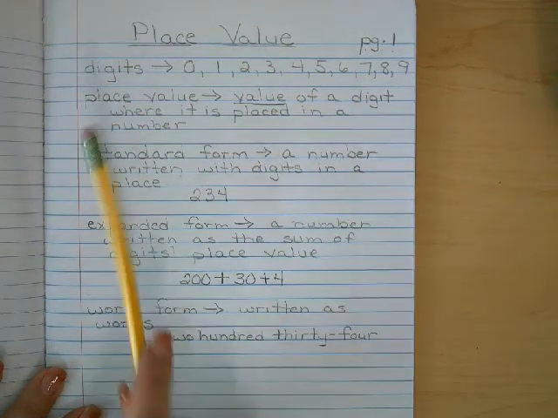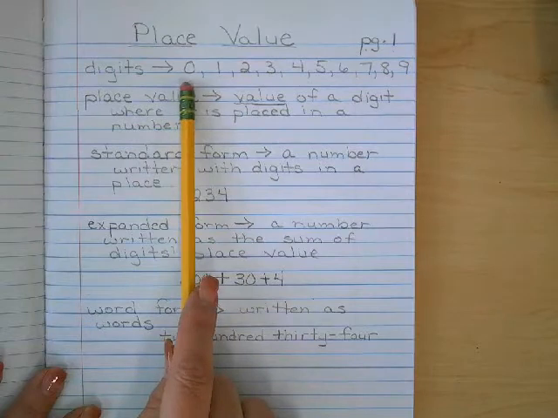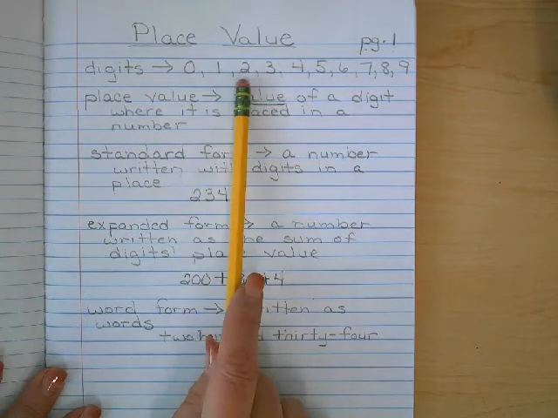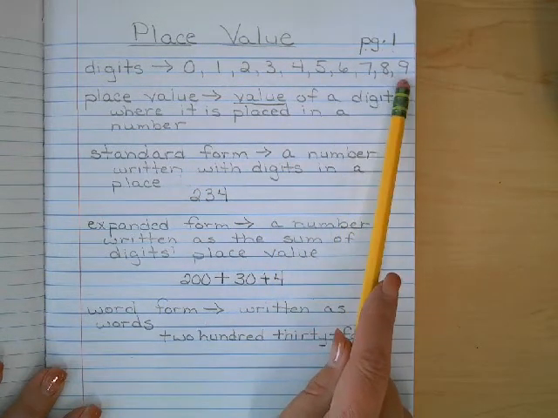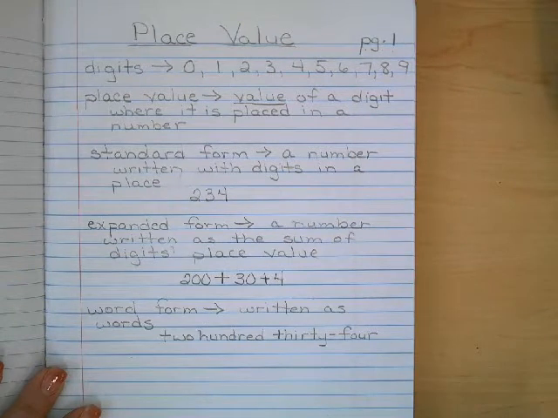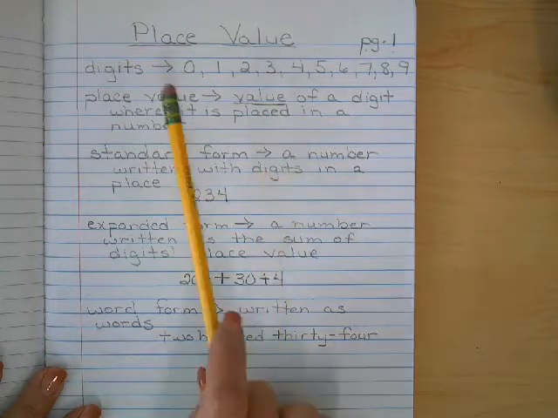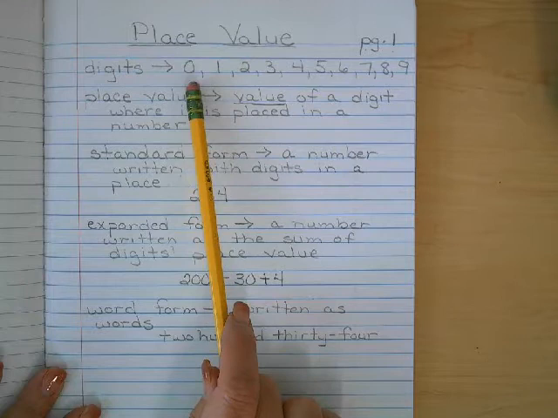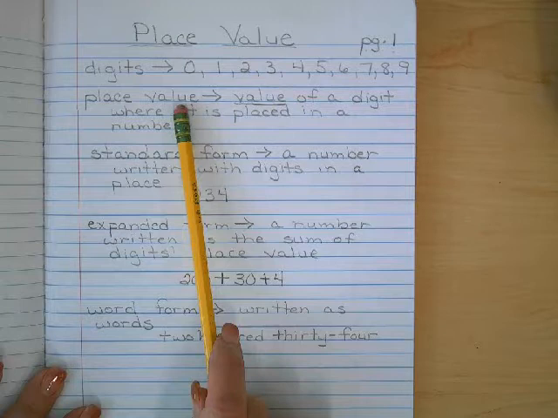So some important vocabulary. We have digits. So the digits that we have are 0, 1, 2, 3, 4, 5, 6, 7, 8, and 9. And if you remember when we started talking about place value and we were watching that video on where we place the digits, that was one very important understanding, is that every time you move your digit to a different place value, the value of that digit can change.